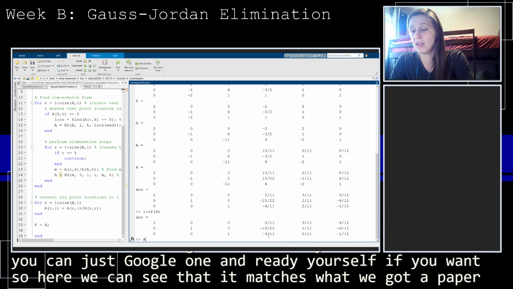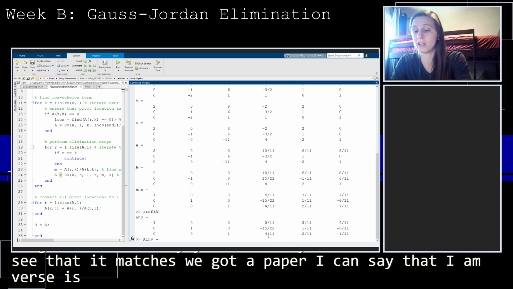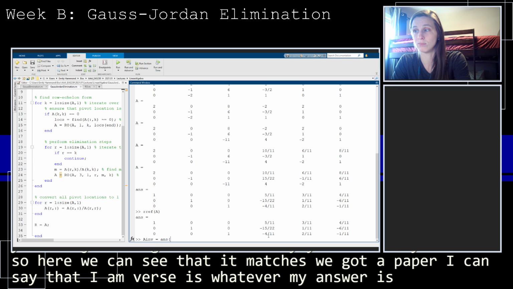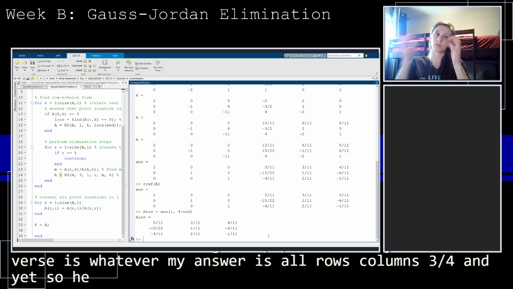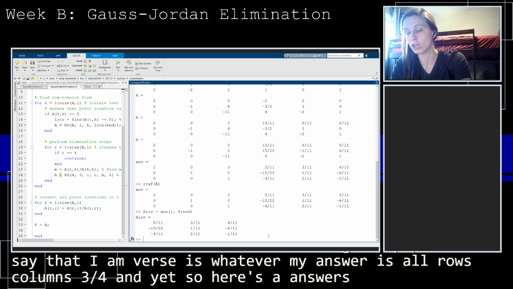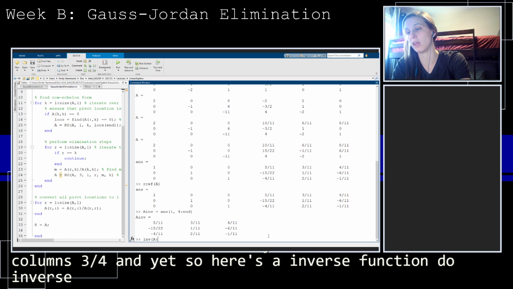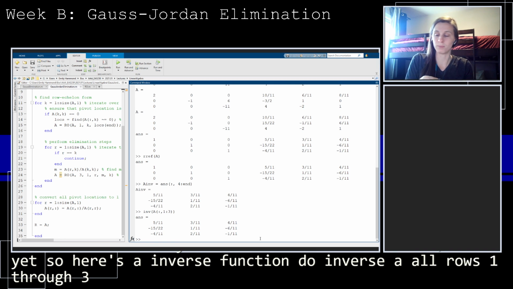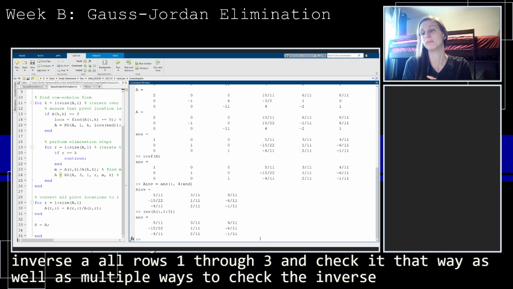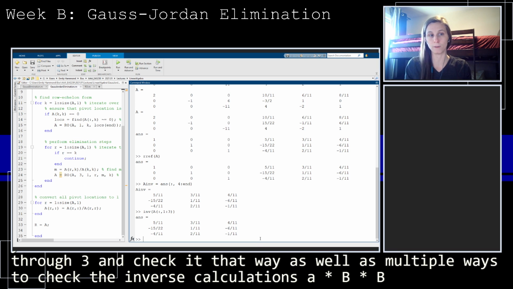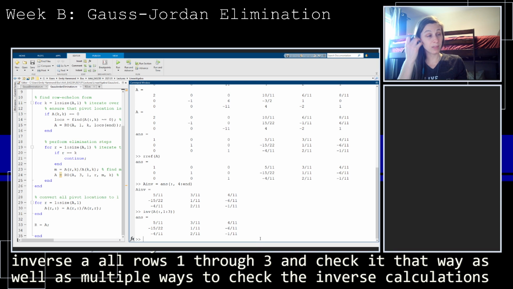I can say that A inverse is whatever my answer is: all rows, columns 4 through the end. So here's A inverse. I can also use the inverse function, inverse of A, and check it that way as well. So there are multiple ways to check the inverse calculations. But once we have the inverse, we can just multiply A inverse times B and get our solution. Okay, that is all I have for today.